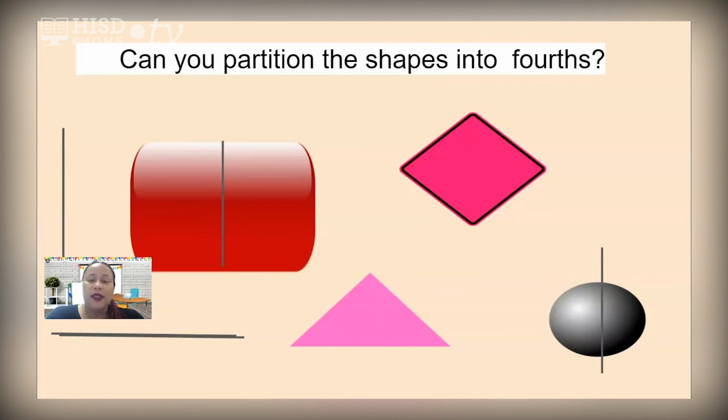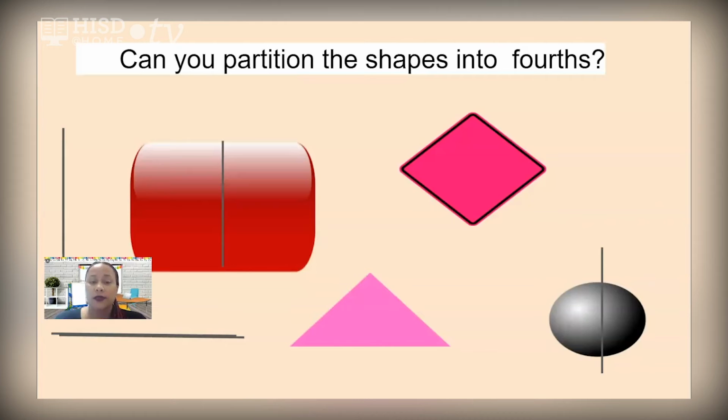Look at these shapes. How can we change these shapes to partition into fourths? I see my cylinder and sphere are already partitioned into half. But we said fourths means how many pieces? How many equal pieces does it take to make fourths? It takes 4 equal pieces. So that means we have to partition each shape into 4 pieces.